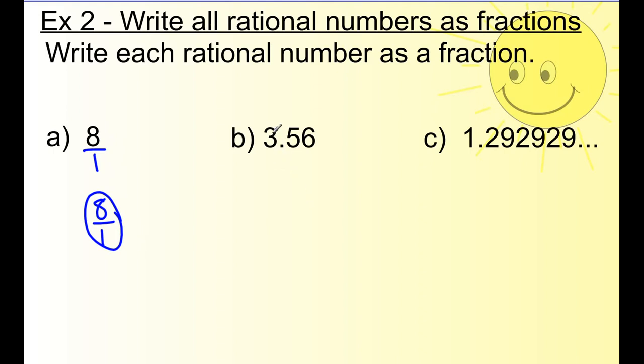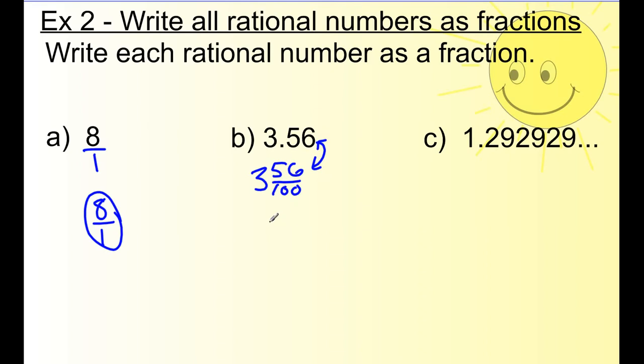Letter B, 3.56. Now, there's a couple ways of doing this. One way is that you can read it the official way, and you can't see me doing air quotes, but the official way of reading that number is not 3.56, it's 3 and 56 hundredths. Well, 3 and 56 hundredths as a fraction would look exactly like that. So if you know how to read a decimal properly, that is one way to do it. Just read it, 3 and 56 hundredths.